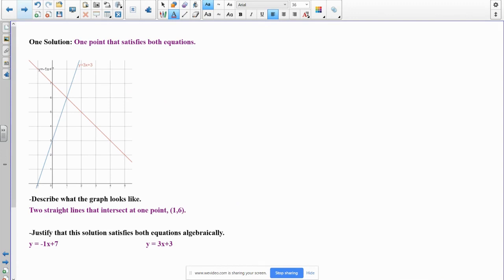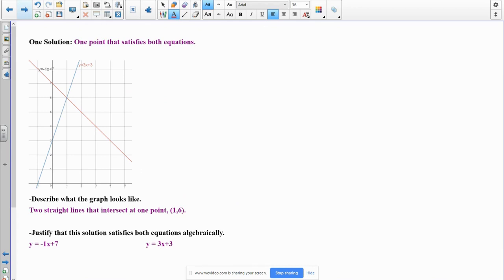Remember, one solution is the point that satisfies both equations. I can see that by looking at the graph, and you will notice that those 2 straight lines intersect at one point. If they intersect at one point, that means there's one solution. That point where they intersect, which we call the intersection point, is what satisfies both equations. So the question here is, describe what the graph looks like. Well, it's 2 straight lines that intersect at that one point, which technically is (1, 6).